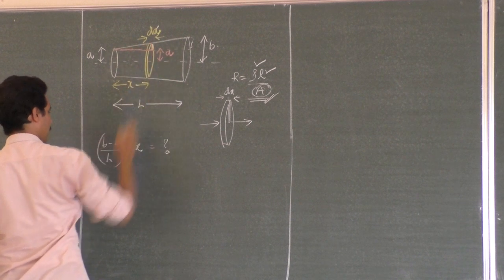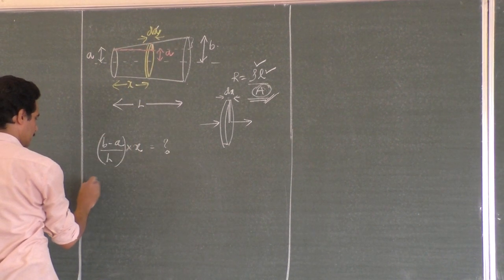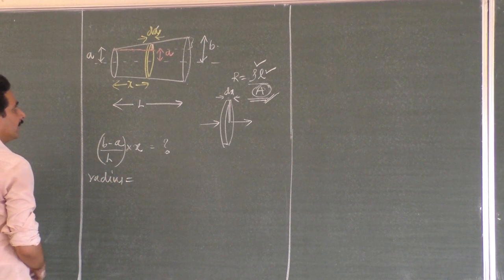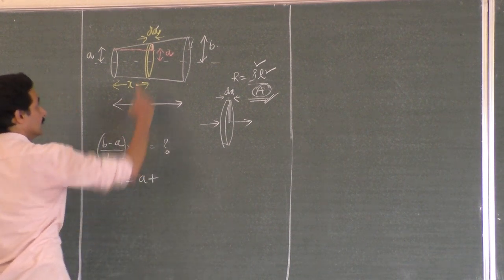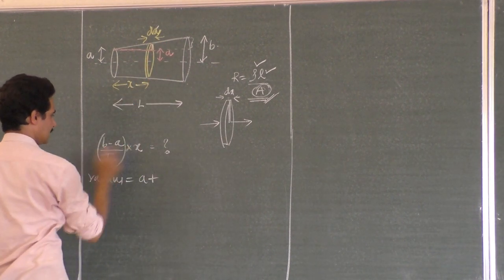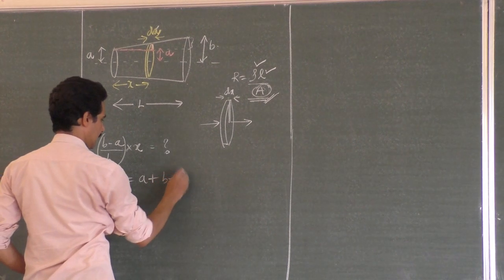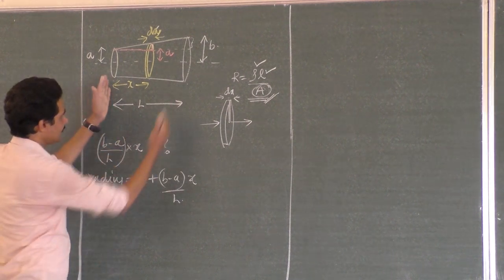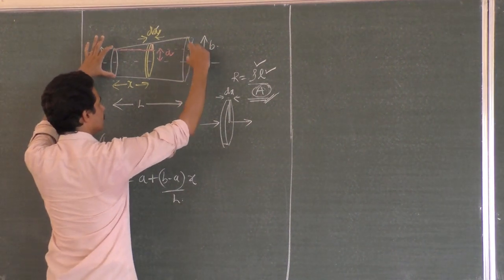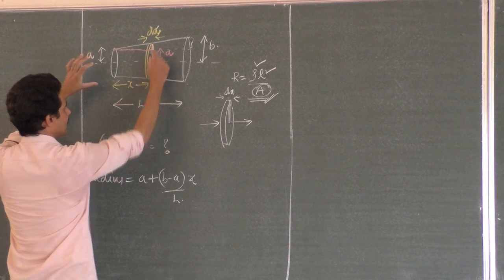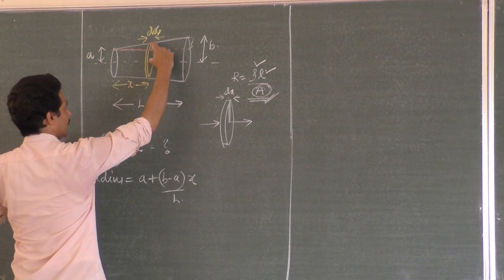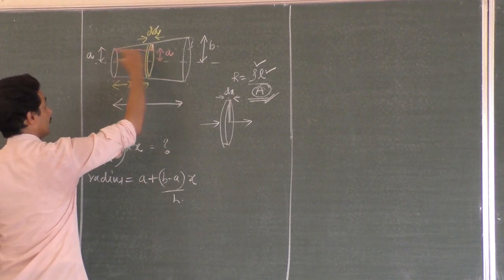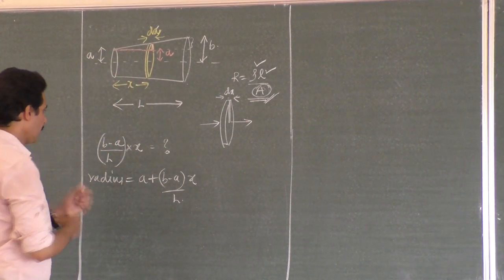What is the radius of the small piece? Then the radius of that small piece is equal to a plus this increase, b minus a into x by L, correct? So when you move through a distance L, the increase in the radius is b minus a. When you move through a distance x, what is the increase in the radius? But the total radius is that increase plus the already present radius a. So we have got the radius of this.